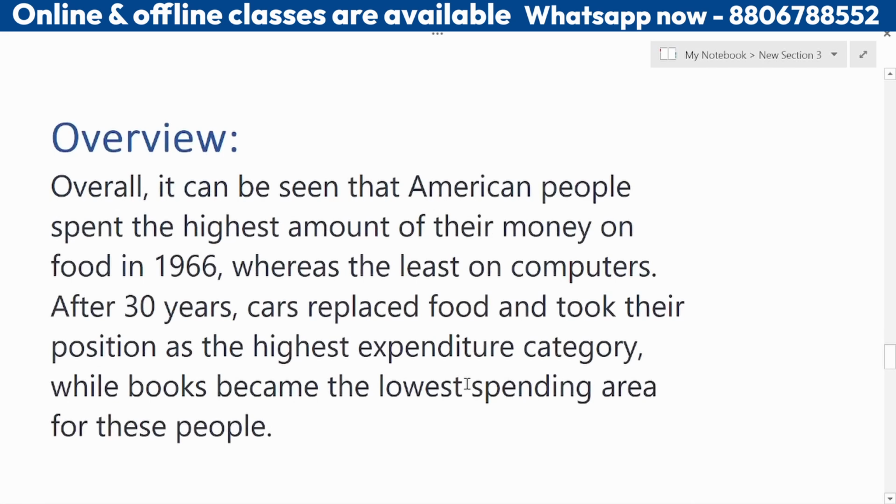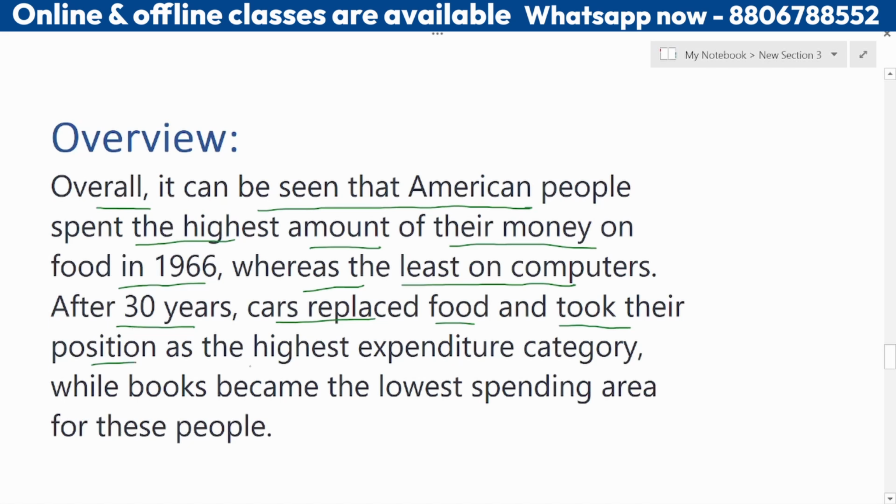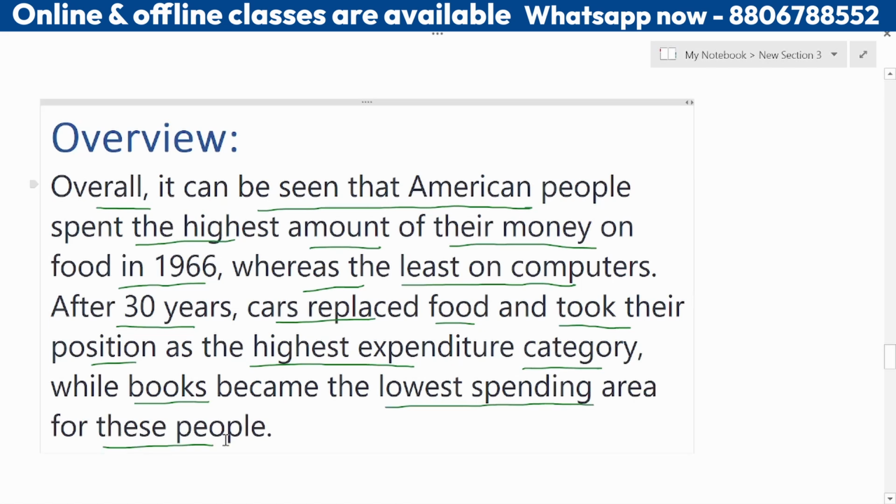Now let us see in overview what we would write. Overall, you can say it can be seen that American people spent the highest amount of their money on food in 1966, whereas the least on computers. After 30 years, cars replaced food and took their position as the highest expenditure category, while books became the lowest spending area for these people. So this would be the gist of it.